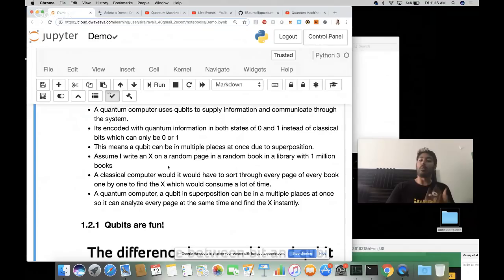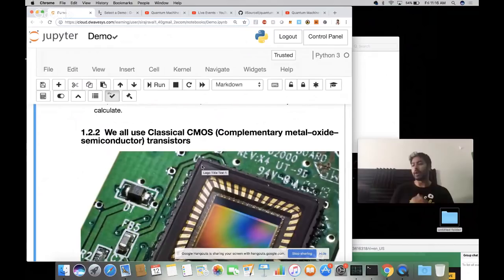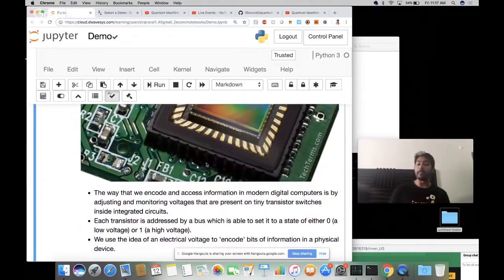Because qubits are a lot of fun, okay? Unlike classical computers, they can be in a superimposed state. Now, we are all used to classical CMOS transistors. These are silicon transistors. CMOS stands for complementary metal oxide semiconductors. And the way they encode and access information is by using voltage, right? So zeros and ones. What really represents zeros and ones? How do we create these binary states? Well, the way we create them is by using electricity, voltage. The voltage of a transistor is addressed by a bus, which is able to set it to a state of either zero or one. That's how transistors work. That's how the computer you're using works.